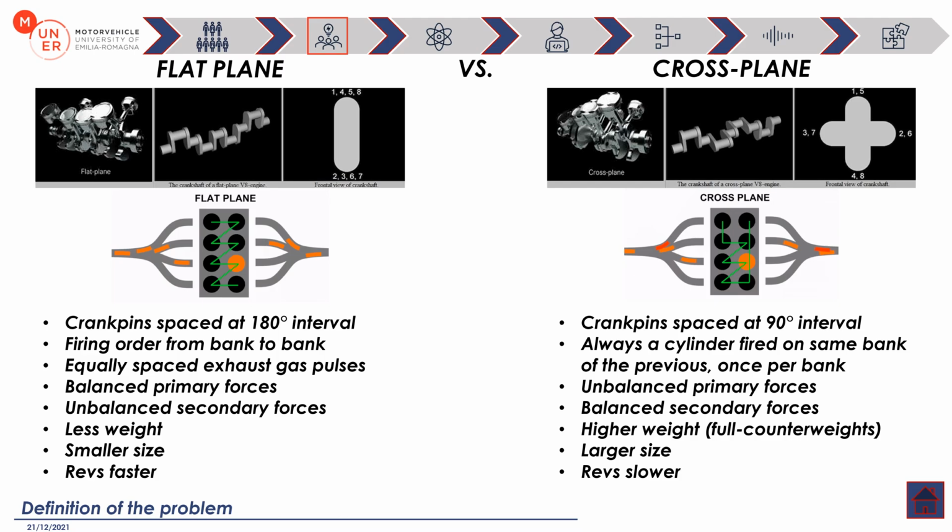At first, it is necessary to identify two types of V8 engines. In the flat plane type, crank pins are spaced at 180 degrees intervals, and the firing order goes from bank to bank. This configuration is lighter and smaller, can rev up faster, but has problems related to the imbalance of secondary forces. On the other hand, cross-plane crankshafts have crank pins spaced at 90 degrees intervals, with a cylinder always fired on the same bank as the previous, at least once per bank. This alternative is heavier and larger, rotates slower, and is characterized by the imbalance of primary forces.